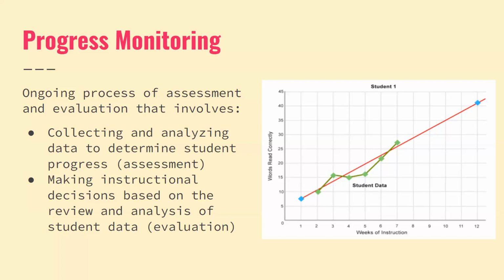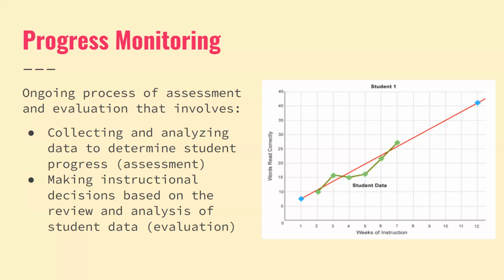Let's look at this example graph on the right side of the slide. The red line is the goal line, or where we want the student to be reading in this example. On the left side of the graph, we can see that we are measuring words read correctly. And on the bottom, we can see that we are measuring in increments of weeks of instruction. The green point shows us where the student actually scores. As you can see, the progress monitoring data seems to indicate that the instruction is working and the student is even beginning to exceed the goal right around week 7.